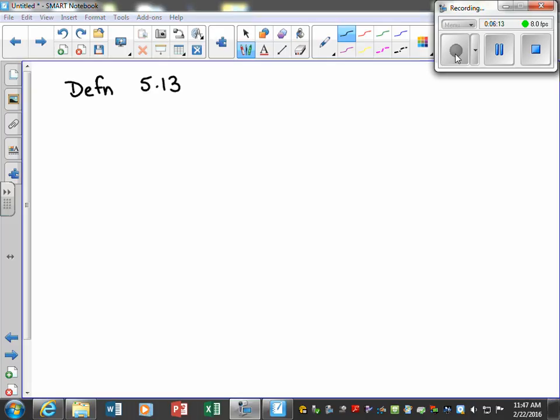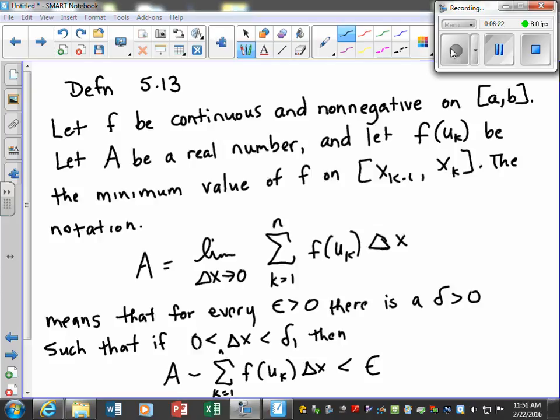Okay, now we're going to move more into area, and we're going to start with definition 5.13. In your textbook, it's page 262. Okay, write this definition down, and I understand that you're probably not going to understand much of this at all, especially the epsilon delta version of it, but we're going to slowly work our way towards understanding exactly what this means. So I'm just going to ask you to trust me on it.